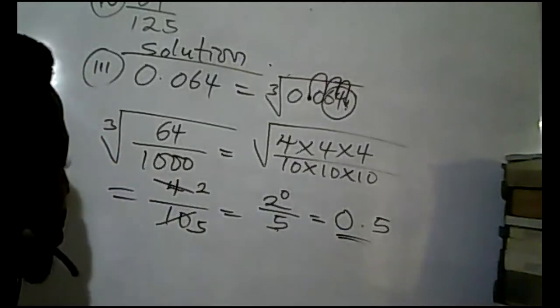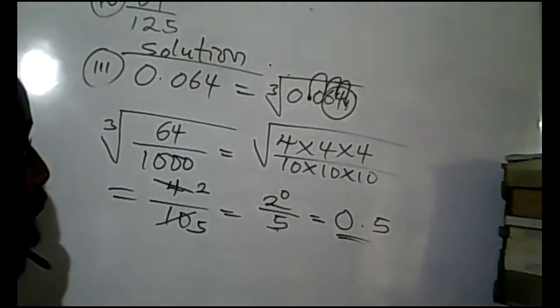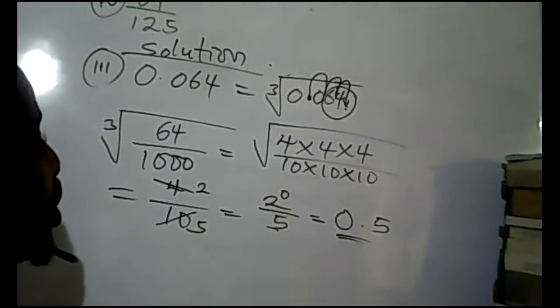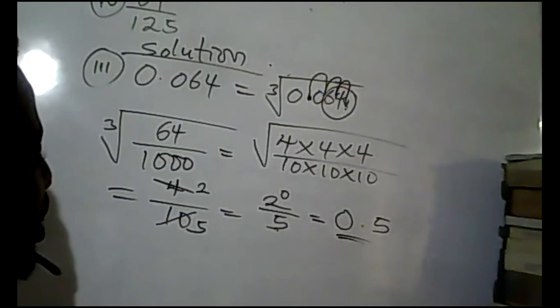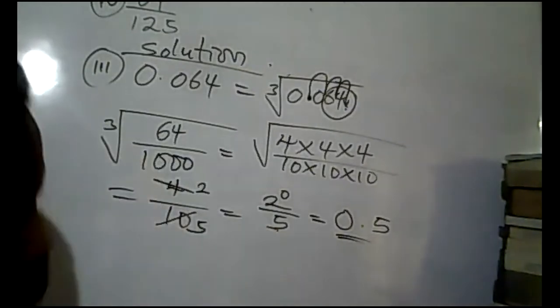Your answer is what? 0.5. I hope that is clear. So the cube root of 0.064 is 0.5. Is that okay? Can we move on? Okay, let's move on.